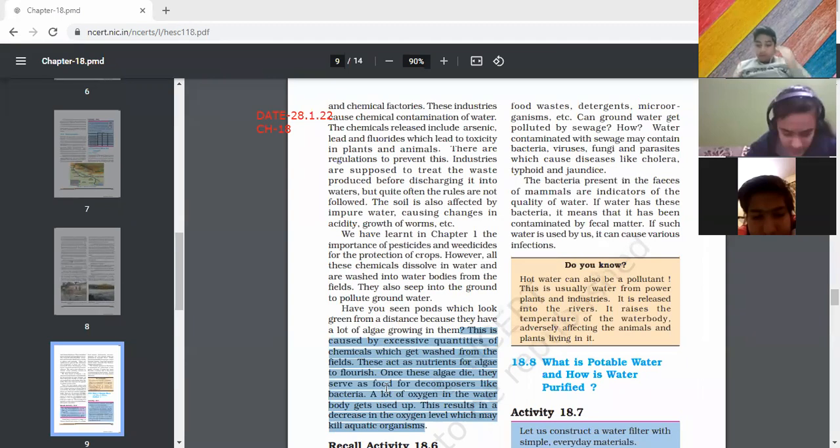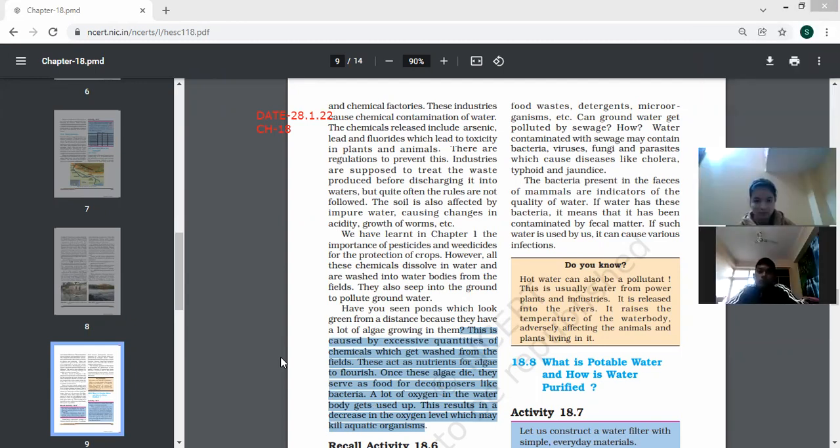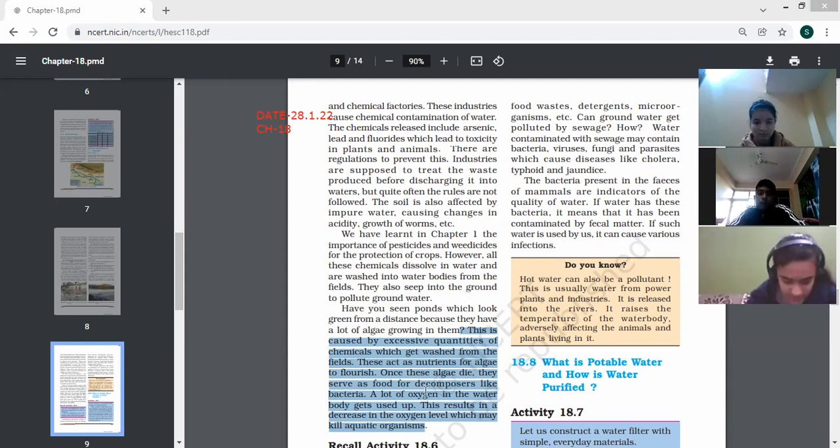So, children, what happens when the chemicals are washed into the rivers? Means chemicals from these fields also act as nutrients for the algae to flourish. You must have seen that algae grow not in the rivers, in the ponds they grow. And when the growth of algae is much more, then what happens? The supply of oxygen is less, and that's why the aquatic animals get affected by it also.